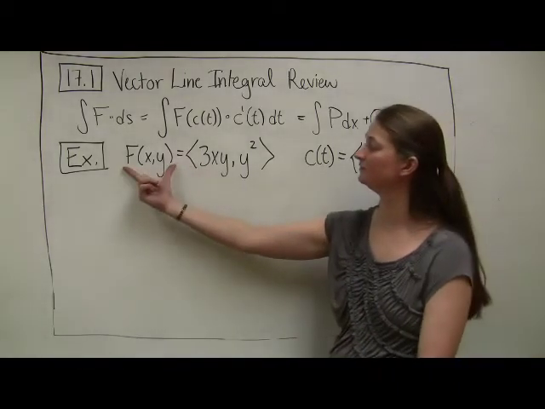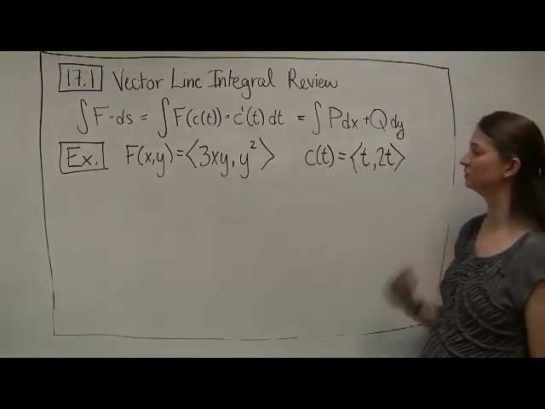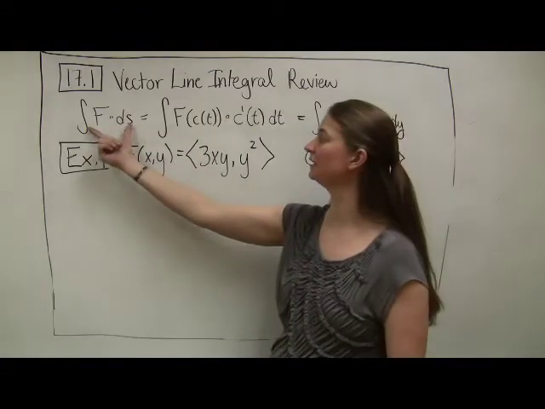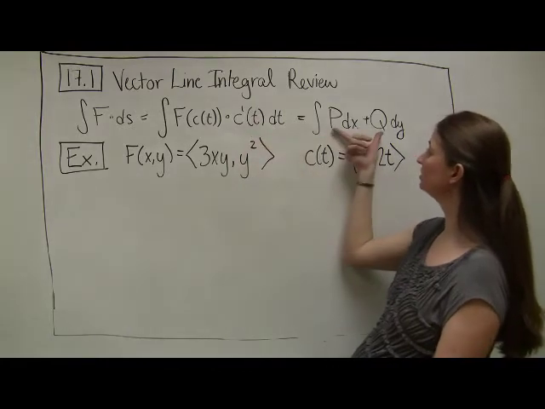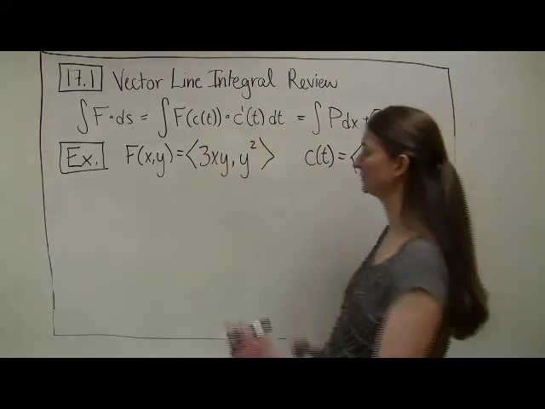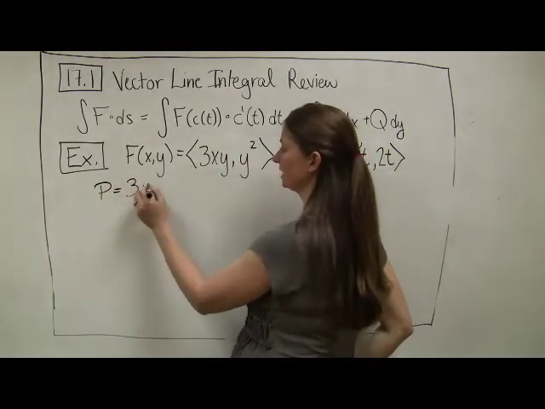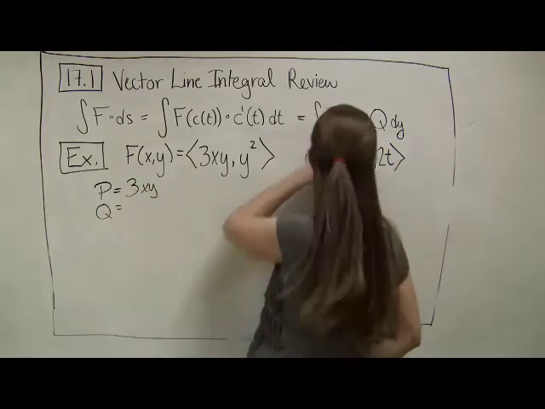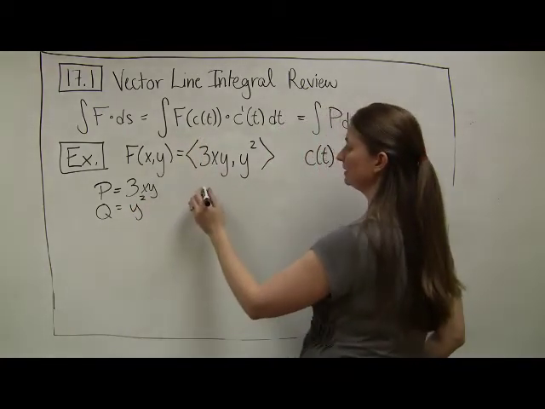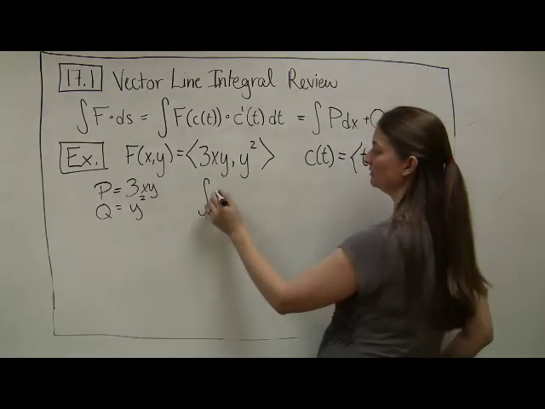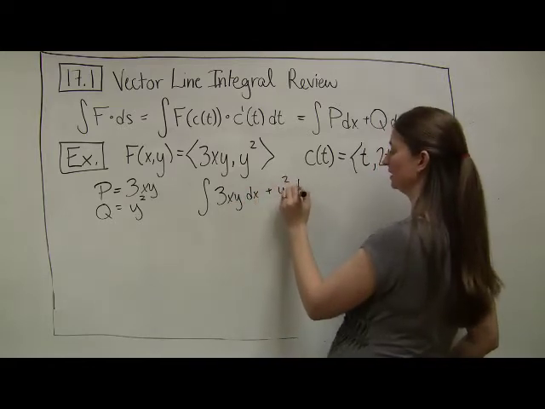So let's say we have some vector valued function given by 3xy, y squared, and a path function given by t, 2t. And let's say that we want to compute the line integral of this vector field over this path, and we're going to do it both ways. I'm going to do the new way first, and then we can compare it with the traditional way. So if we're thinking about this in terms of our new way, our p is going to be our first component function, 3xy, and our q is going to be our second component function, y squared. So my path integral over this vector field would be given by 3xy dx plus y squared dy.